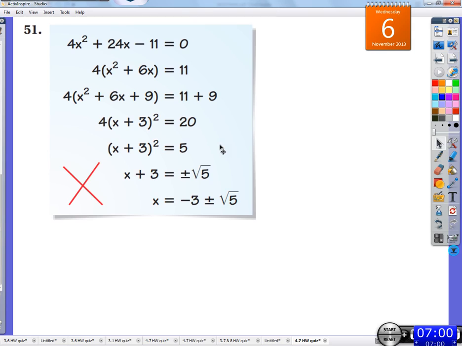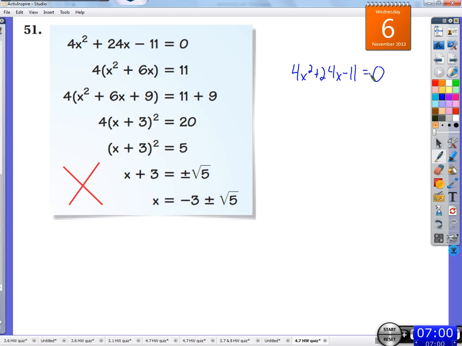Alright, so we're supposed to figure out what they did wrong. Sometimes the best way to figure out what they did wrong is you do it right and see what they did wrong, or you can do it side by side. So don't look at theirs and try to figure out the mistake. Not always the best idea. 4x squared plus 24x minus 11 equals 0. Okay, so let's concentrate here. We'll do our first step, see if their first step looks as good as ours. What's the first thing you would do?